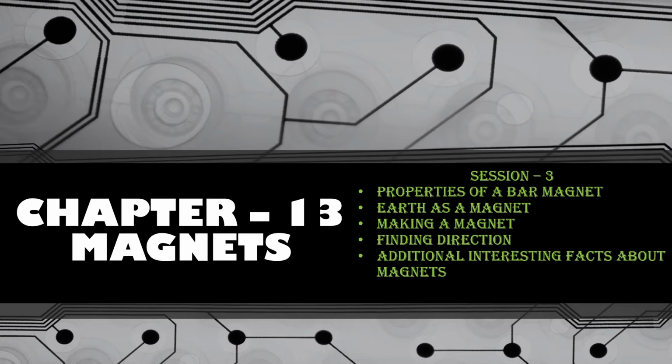Students, let's continue our chapter 13, Magnets. In today's session, we will discuss properties of a bar magnet, Earth as a magnet, making a magnet, finding direction, and additional interesting facts about magnets.